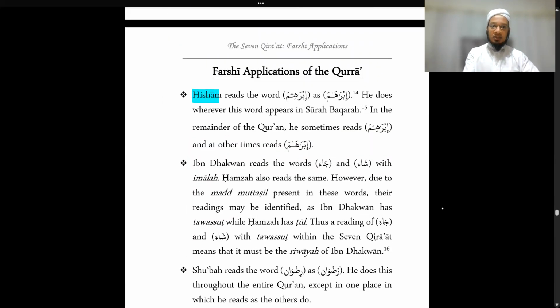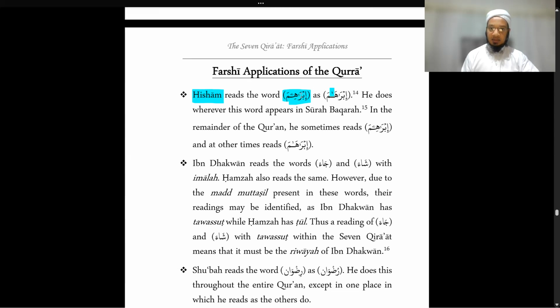How we're going to identify Hisham is when you come across the word Ibrahim. You will read it as Ibrahim. When you hear that, then you know that you're listening to the riwayah of Hisham. Take note here that the Ya and the Alif are not written in the Rasm. It's just the Ha and the Mim in the Rasm. The Alif, the Ya, that is part of the Dabt, that was added in to make it clear how to recite that word.